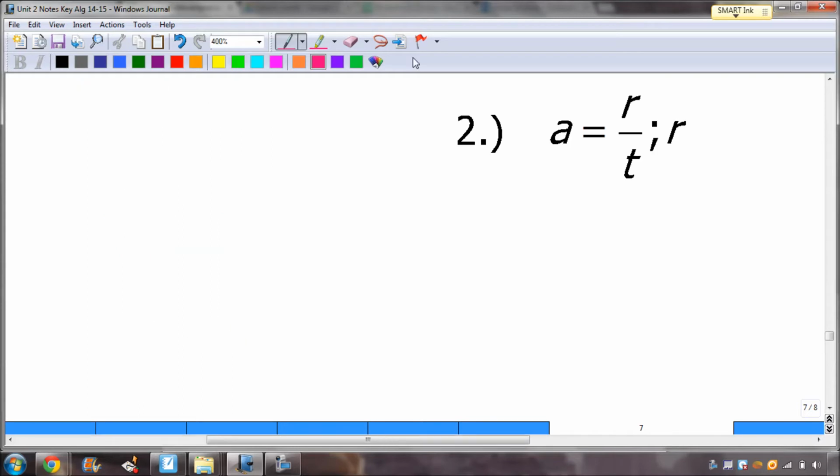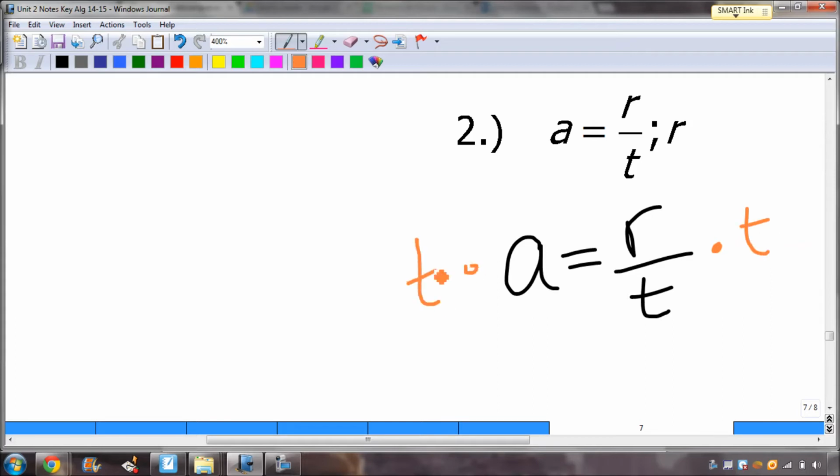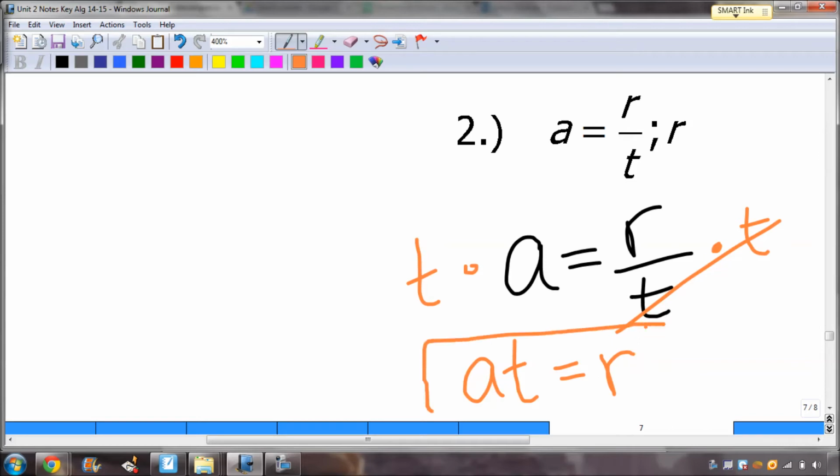All right, so in question number 2, same thing. I've got another equation and I want to get the r by itself. So in order to get the r by itself, I have to see what's on the same side as the r that I want to get rid of. Well, it's being divided by t, so the opposite of division is multiplication. So I'm just going to multiply both sides by t. This t and this t will cancel each other out, so I have a times t, or t times a, because you're allowed to do it in any order you want, is equal to r. The r is completely by itself, and I am done with that problem.